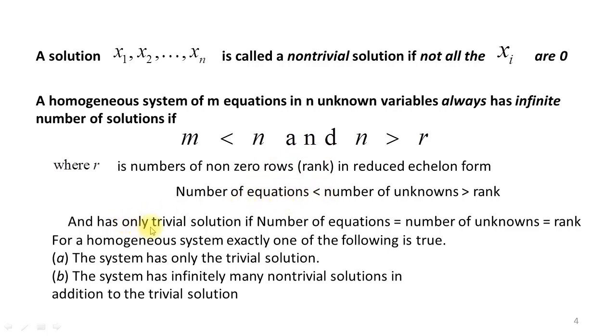It has only the trivial solution if the number of equations is equal to the number of unknowns, which is equal to the rank. For a homogeneous system, exactly one of the following cases is true. The system has only the trivial solution, and it is understood that the system always has the trivial solution. Or the system has infinitely many non-trivial solutions in addition to the trivial solution.